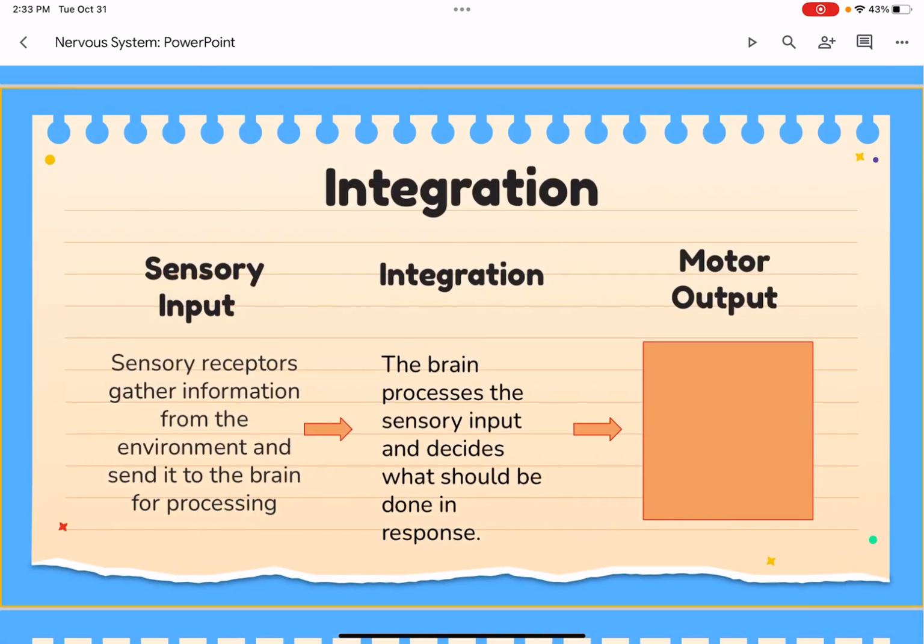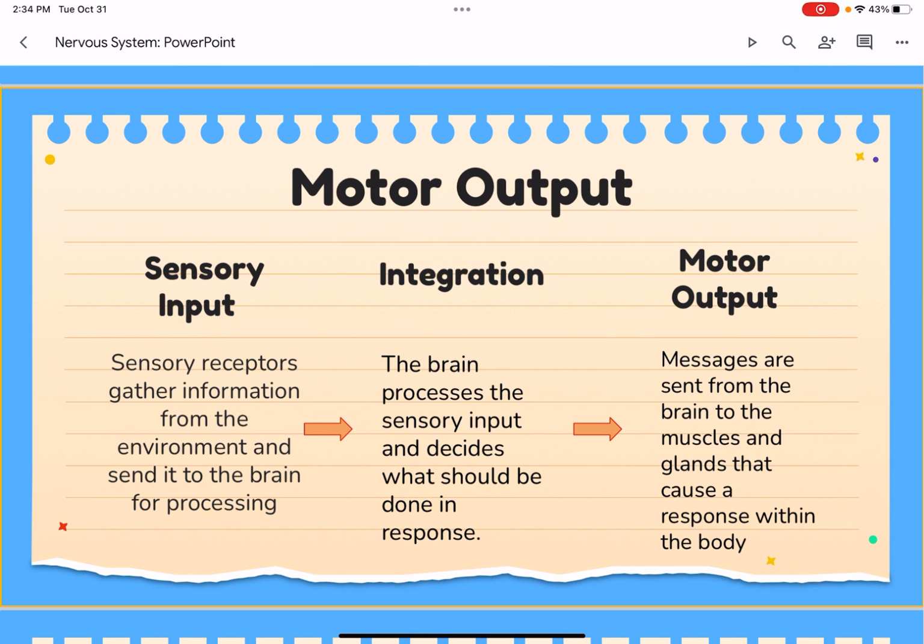After sensory input, you have integration. The brain processes the sensory input and decides what should be done in response. So stimuli travel to the brain and spinal cord to be integrated, and then decisions are made on how to respond.